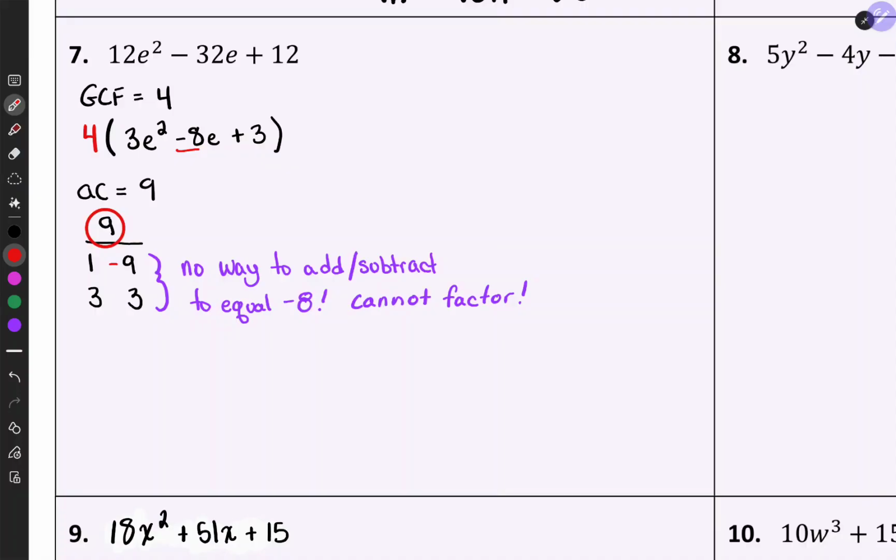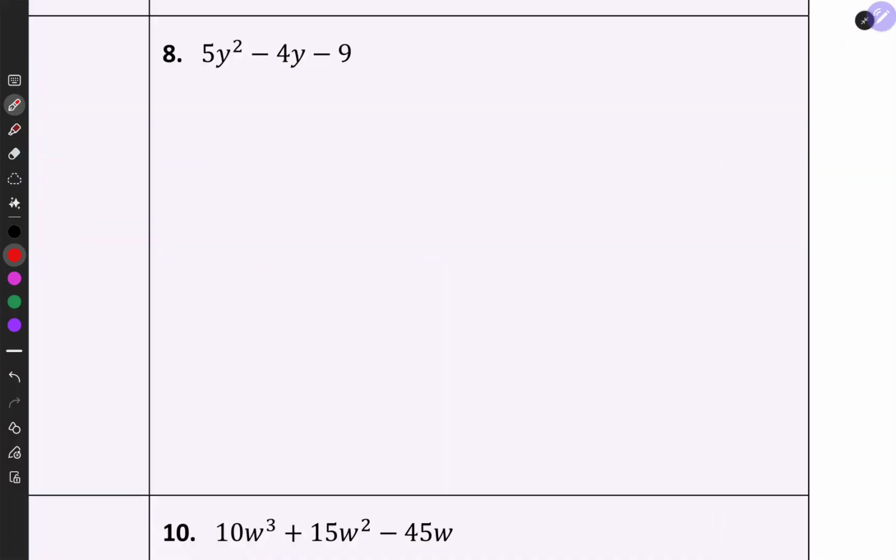So I can't find factors of 9 that add up to negative 8, which means I cannot factor this. So then we're done. We just can't factor. It's unfactorable. And we'll look at how to take this concept further once we get to quadratic functions. But for right now, that's all we can say, is we can't factor it. So buckle up for number 8.